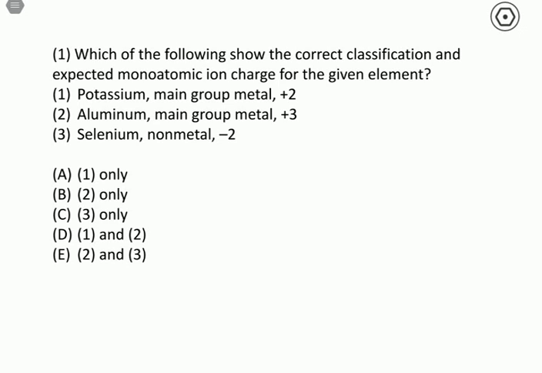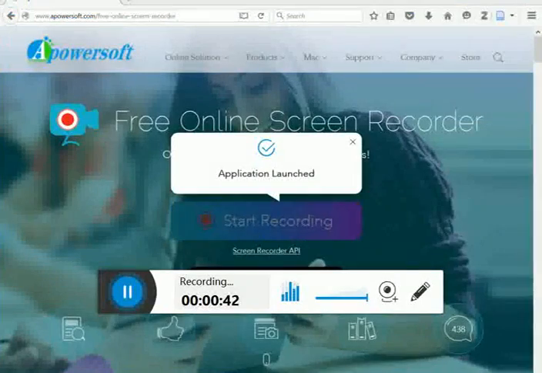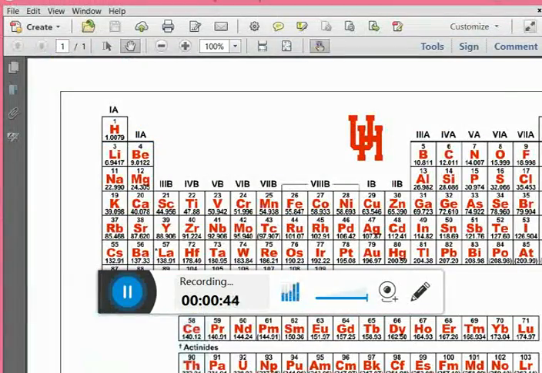All right, so we have 3 possibilities here: potassium, aluminum, selenium, and we want to know if the classification and the charge is correct. For potassium, we find it in the periodic table. We need to know the atomic symbol for potassium, which is K.